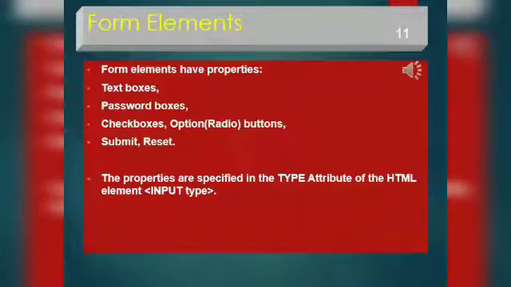There are many form elements: text boxes, password boxes, check boxes, submit buttons, and each has got its input attribute as type. For example, for a text box, we have the type as text.